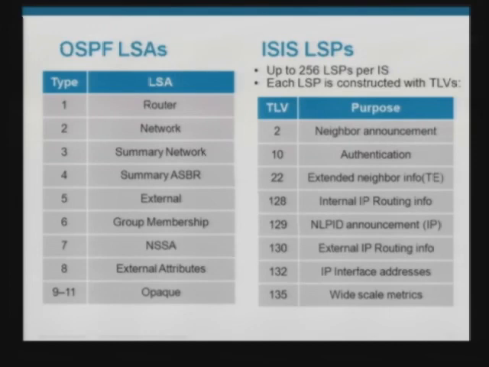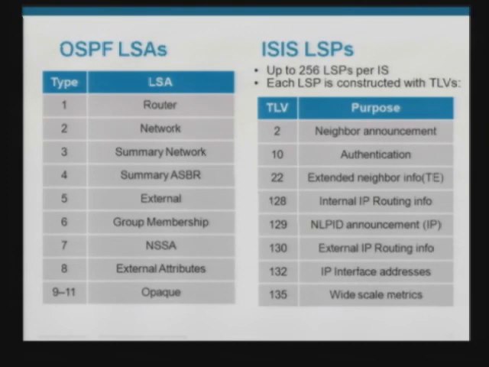All the other ones are pretty common: the router, network, and summary LSA. On the ISIS side, it can go up to 256 LSPs per node, and each LSP is made up of different TLVs. So there are different TLVs by which the protocol has been extended.